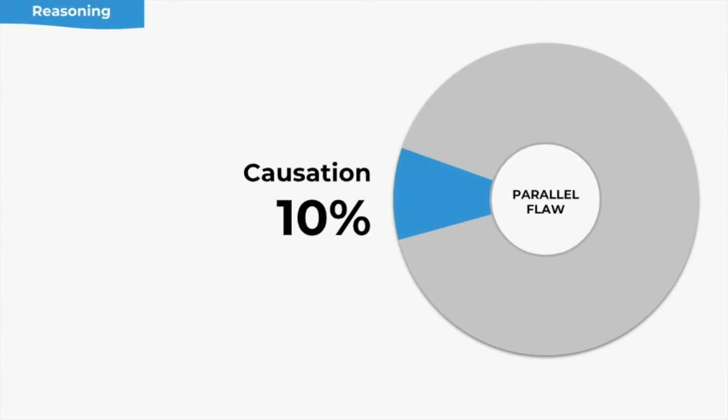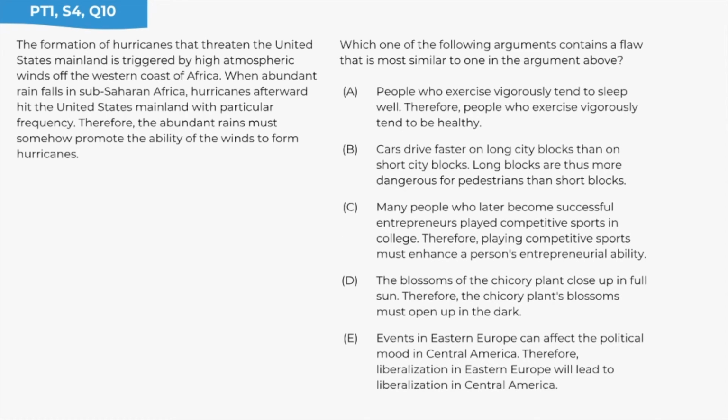Now, the last type of reasoning to take a look at in parallel flaw questions is causation. And while it's not the most dominant player in parallel flaw, it does come up occasionally, so it's important to know how to deal with it. So here's an example. Go ahead and give this one a try, and when you think you've got an answer that you like, hit play again, come back, and we'll review this one together.